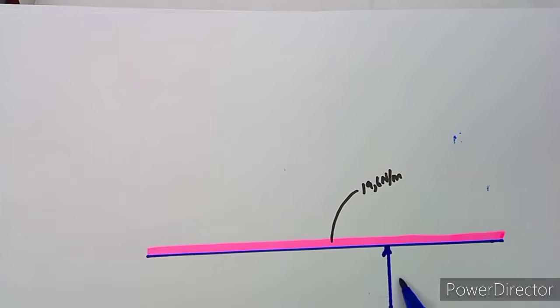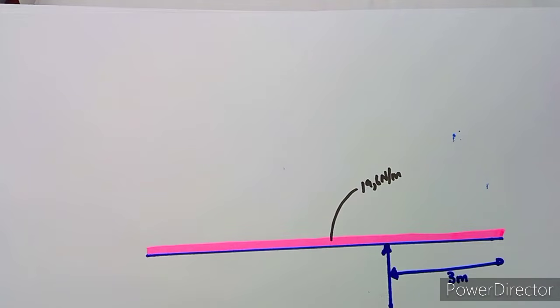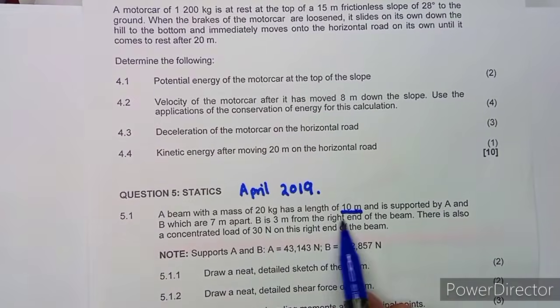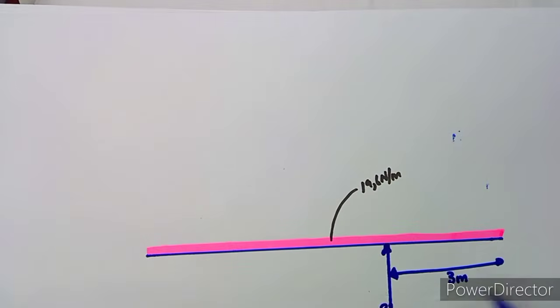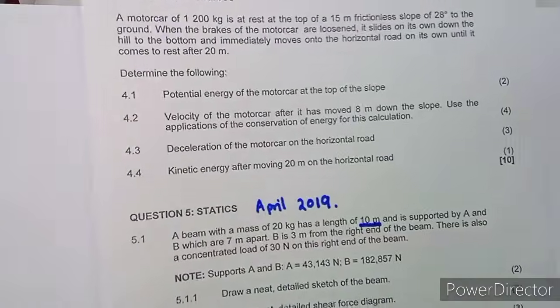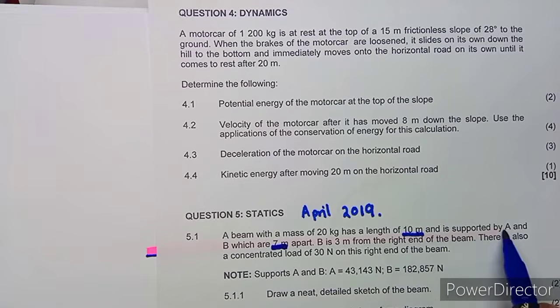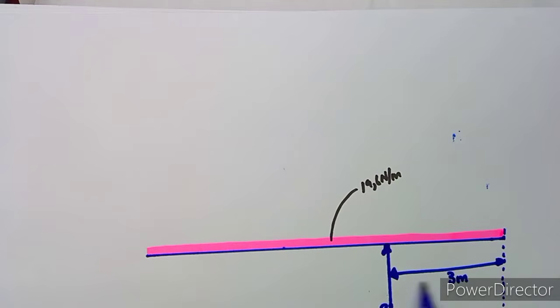So this is our right end, and in between here is where we have our 3 meters. This is B, which is 3 meters from the right end. But we are saying that A and B are 7 meters apart. So if here we have our B, then to the point where A is on the other side, we are going to have 7 meters.